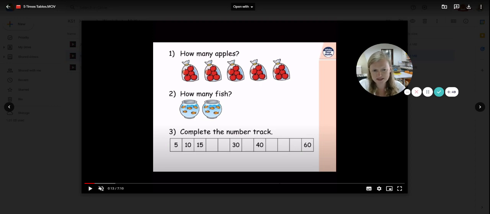Second question is, how many fish are there? Again, I have a quick glance at the fish bowls and I can very quickly see, because I can subitize. You would have done a lot of subitizing in early years and in year one, which is where you can see straight away how many there are for small numbers. All right, so let's count in fives to count the fishes. 5, 10. 10 fishes altogether.